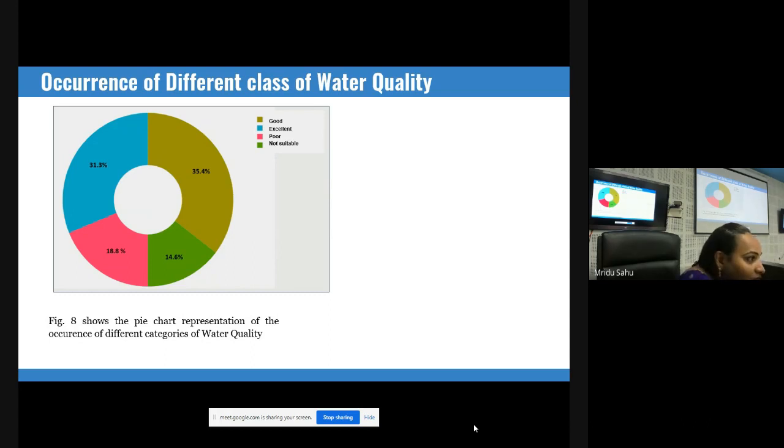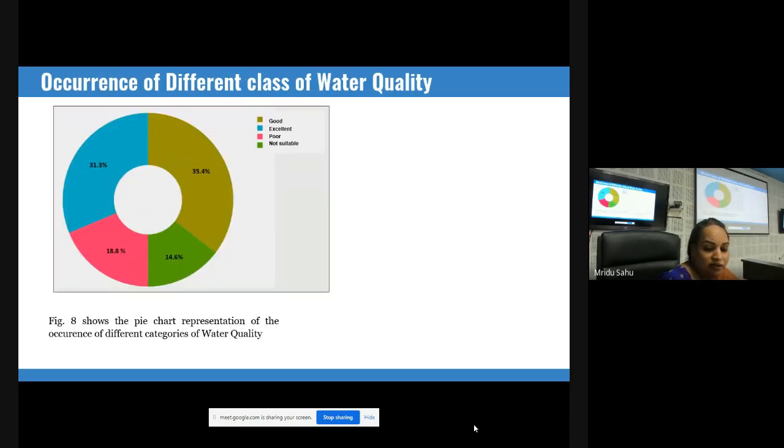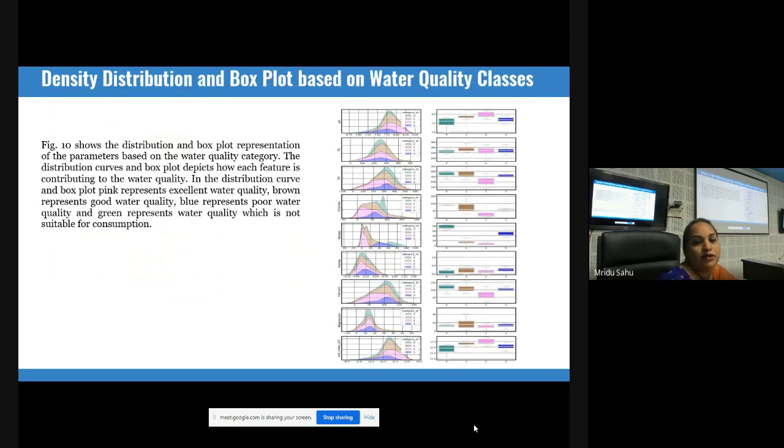Because of different locations we have calculated the WQI factors. So this is again another way of representation. This is called a pie chart. This is called a violin plot and shows the violin plot of the classes of water quality and how they are related to the WQI. And this is the density plot and box plot. These are statistical things you can represent on this data.